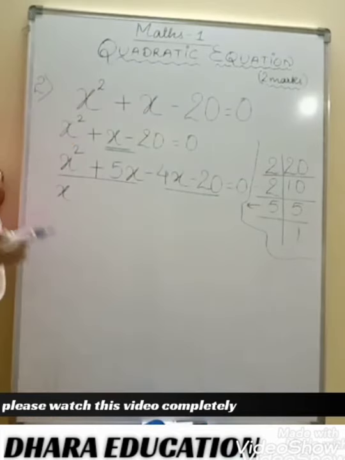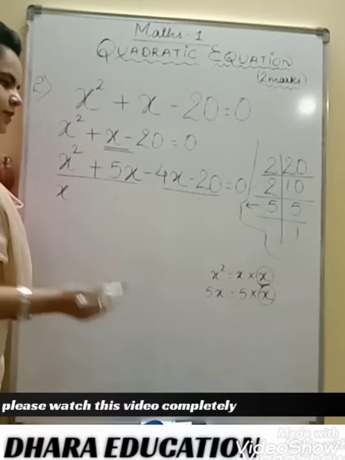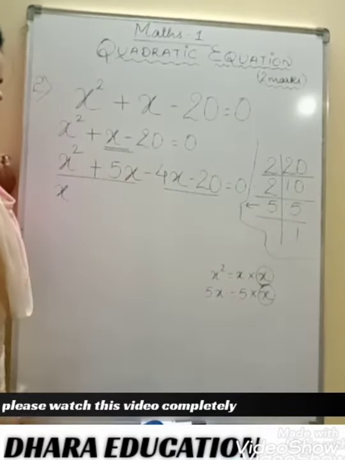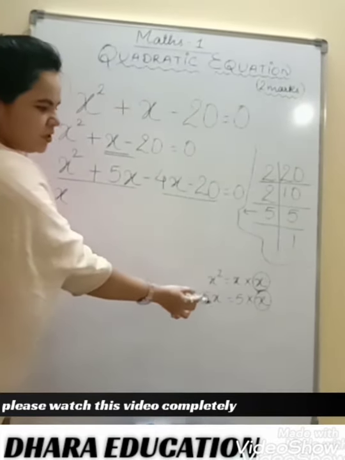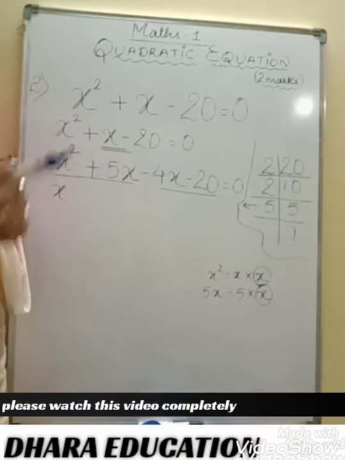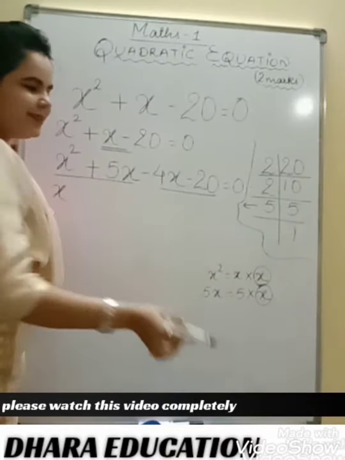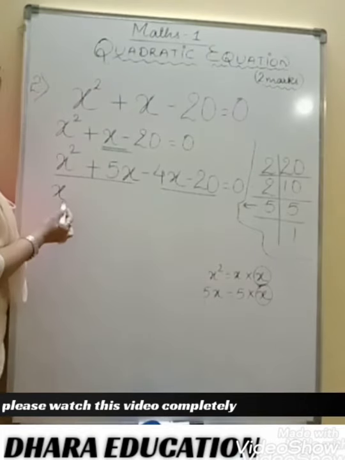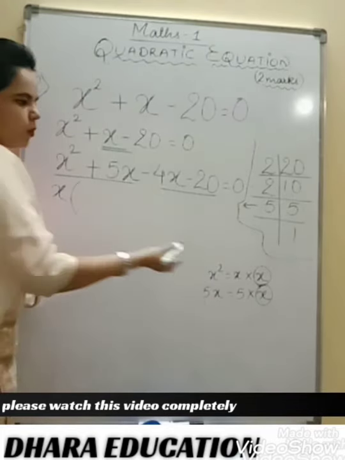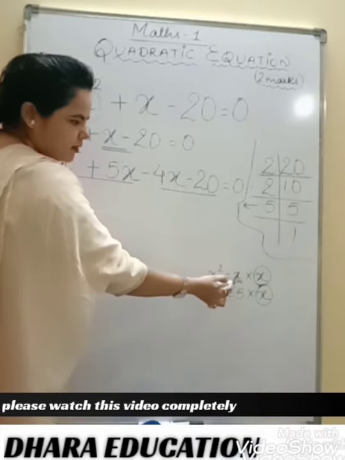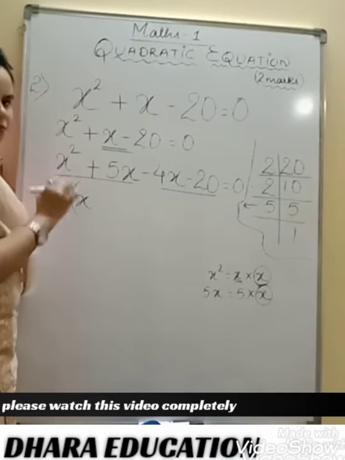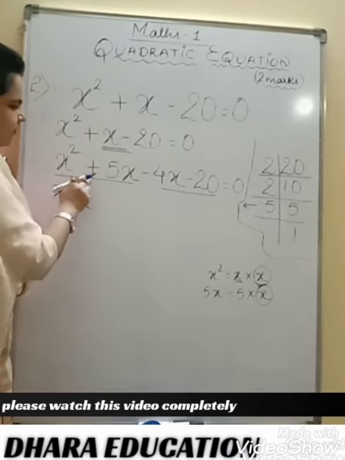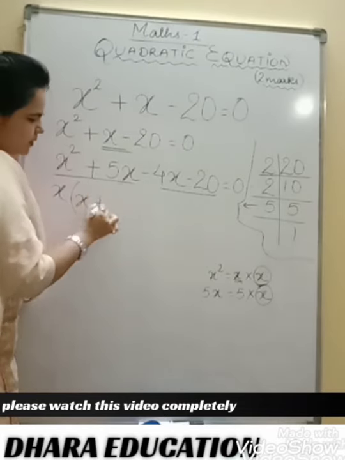So students, I have written here for your better understanding that x squared means x multiplied by x, and 5x means 5 multiplied by x. In both the terms, the common factor is x. So we have written x here, and then opened the bracket. What is left over is x, so we write x. It means we are splitting these terms into the common factors. Then we have to use the exact sign, which is plus over here.